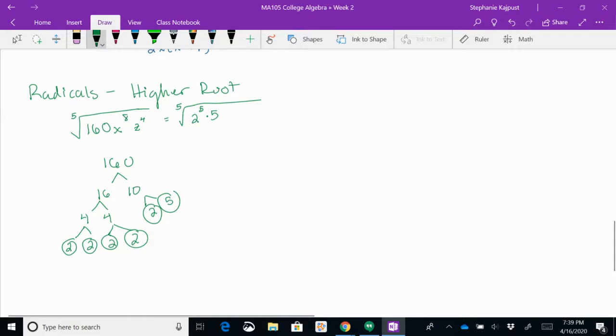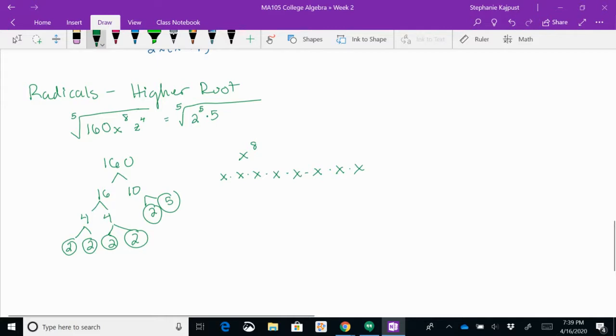Now my goal is to group these things up in 5s. So 2 to the 5th, that's already grouped 5 together, so I don't have to do anything there. The 5 by itself doesn't have anything to group together, so I'm going to move on to my letters. So we've got x to the 8th. x to the 8th is the same as just x times x times x times x. 8 x's together. 1, 2, 3, 4, 5, 6, 7, 8.